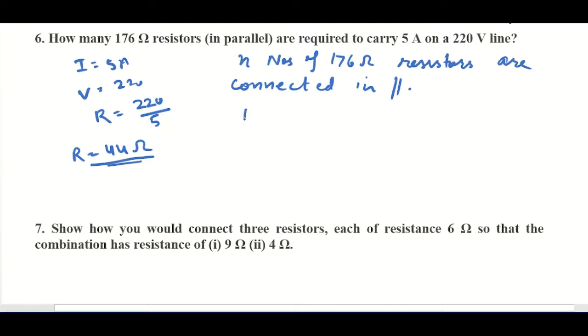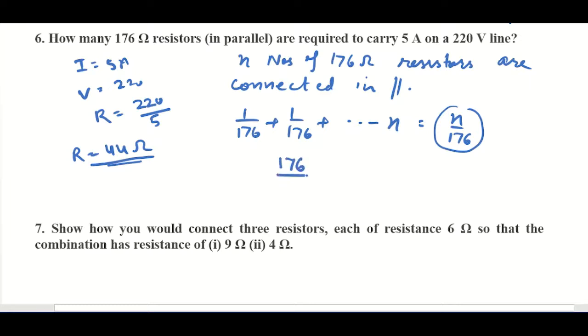So we get 1/176 plus 1/176 plus up to n terms, which is equal to n/176. So the total combination's resistance is n/176. Now because it is a parallel combination, take the reciprocal. So 176/n is equal to what? The total combination's resistance should be 44.